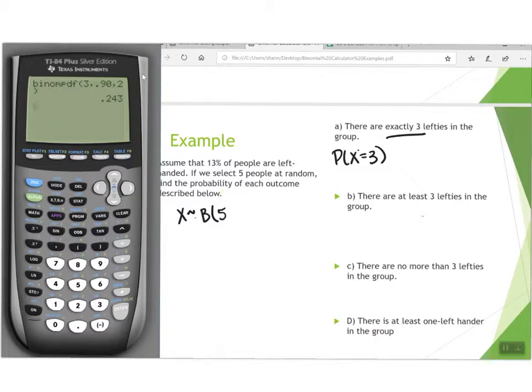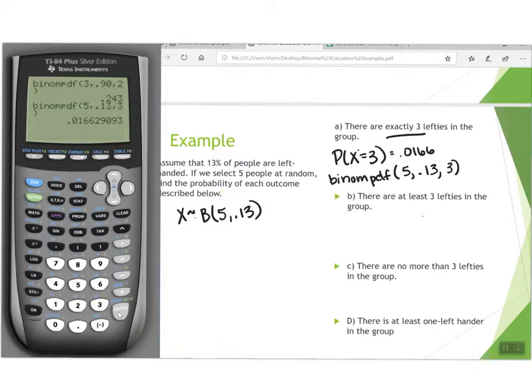Because we're using equal, we're going to go to our calculator and do PDF again. So we go second, bars, arrow down to PDF, binomial PDF, enter. We give it the number of trials or the fixed number, in this case 5, comma. What is the probability of success? It is 0.13, comma. And how many successes do I want? Well, exactly 3. So it looks like this. We'll press enter. And we get 0.0166.